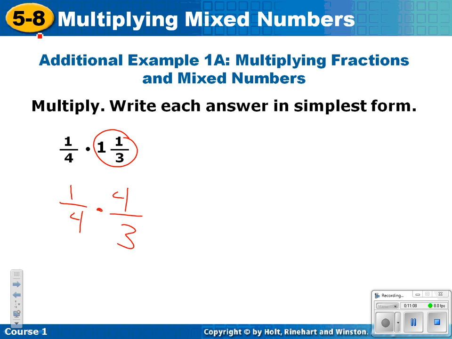So first I check for greatest common factors. 1 and 3 don't have any, but 4 and 4 obviously do. 4 divided by 4 is 1. 4 divided by 4 is 1. And we solve the problem. 1 times 1 is 1. 1 times 3 is 3. And there is our answer, just like that.